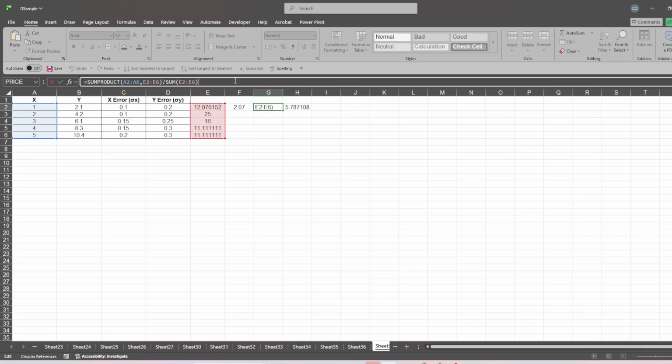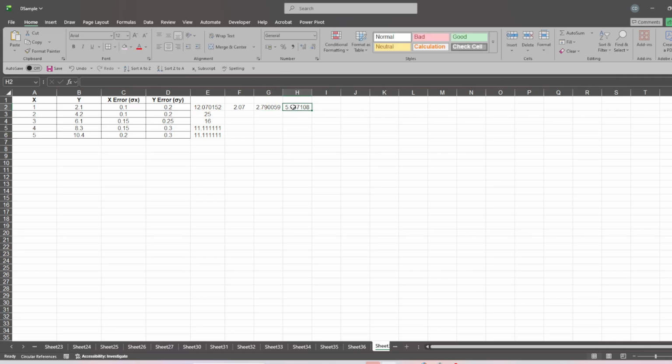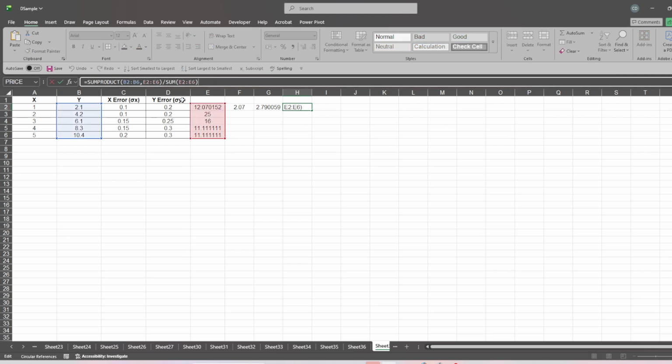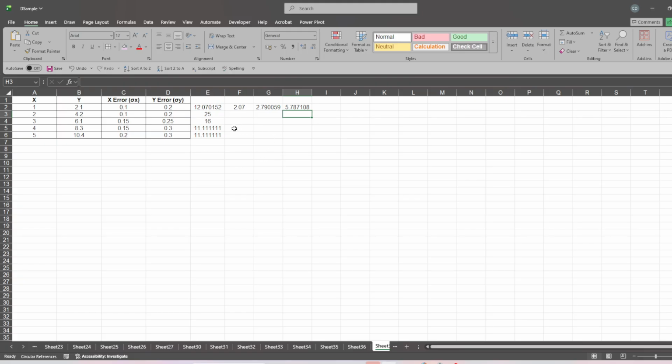The key thing to understand is that the slope depends on the weights, and the weights also depend on the slope. So this is not a one-time calculation. You'll repeat the process, recalculating the weights and updating the slope until the change becomes extremely small, such as less than 0.001. After the slope converges, calculate the intercept by taking the weighted mean of y and subtracting the slope multiplied by the weighted mean of x.